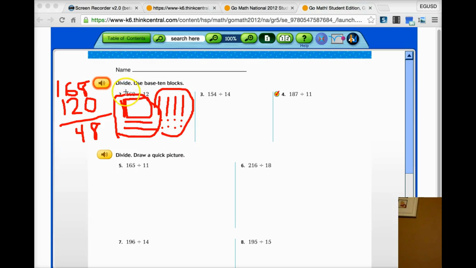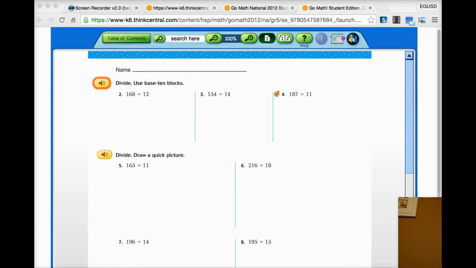So now if I want to find out how much 168 divided by 12 is, I need to count. There's 10 rows of them here, and then I have 11, 12, 13, 14. So 168 divided by 12 is 14. Okay? So now let's look at the next one. I'm going to do one more with you guys before I have you go on your own.